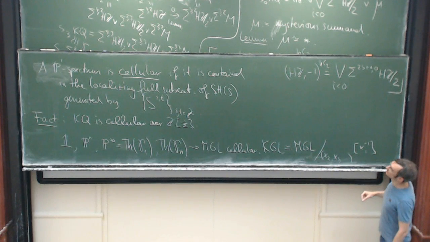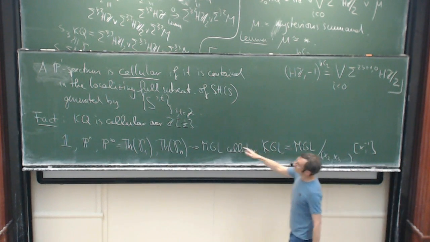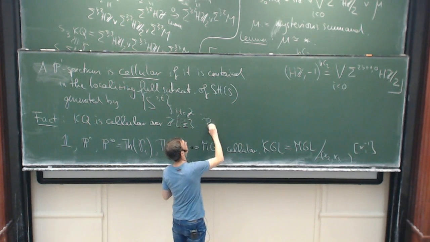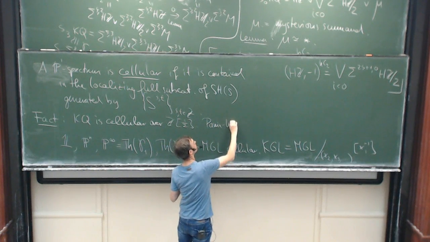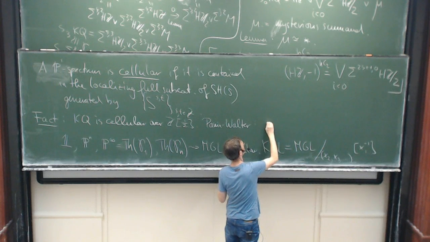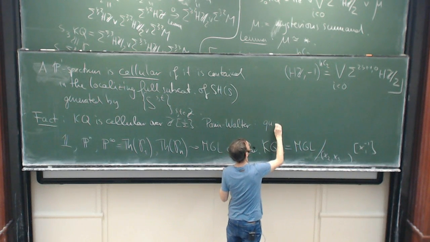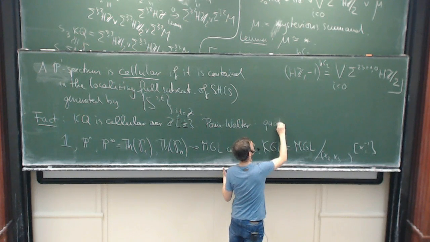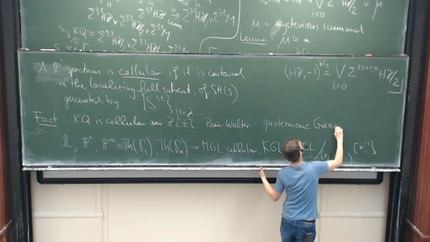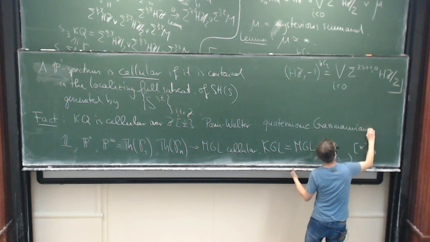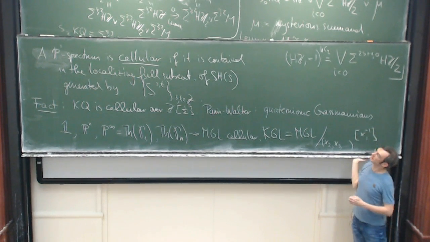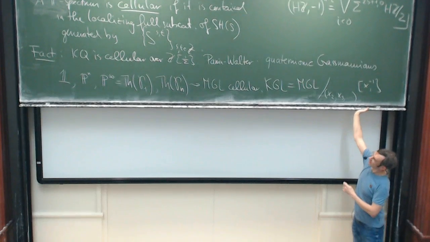Okay. And actually, what is the reason why it is also true for KQ? There we use the Panin-Walter model. They use explicit Grassmannians, but for symmetric forms. I think they call them quaternionic Grassmannians. They explain the cell structure of these varieties very explicitly, and it gives this fact.